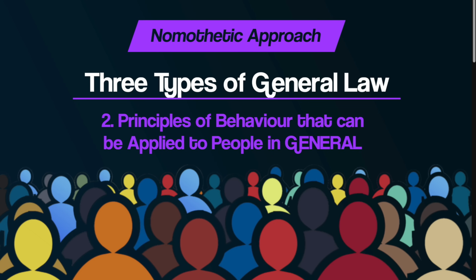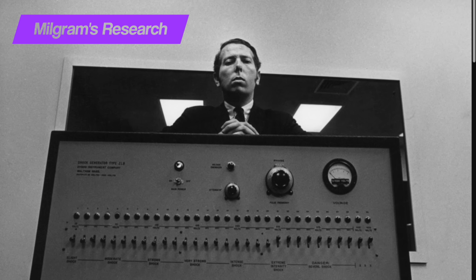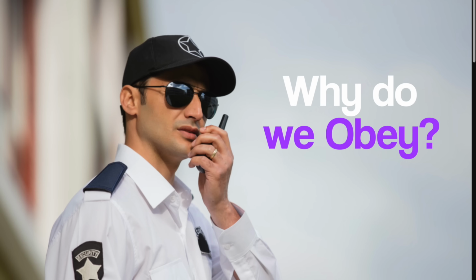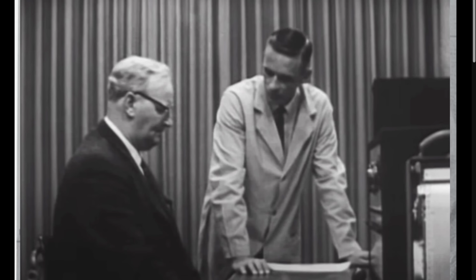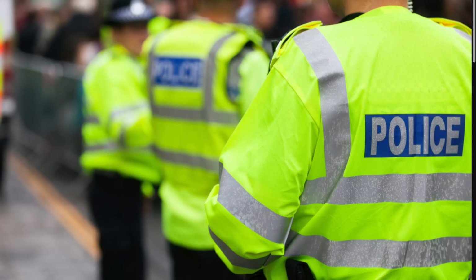Number 2, principles of behavior. General principles, such as those found in Milgram's obedience study, suggest that people are more likely to obey authority figures under certain conditions, such as proximity and uniform, applying it universally.